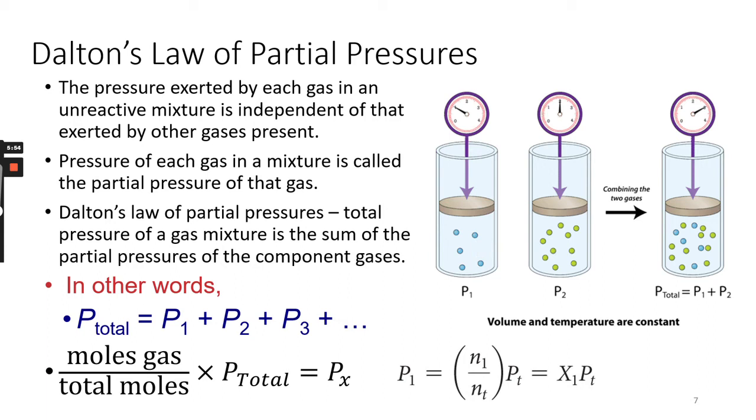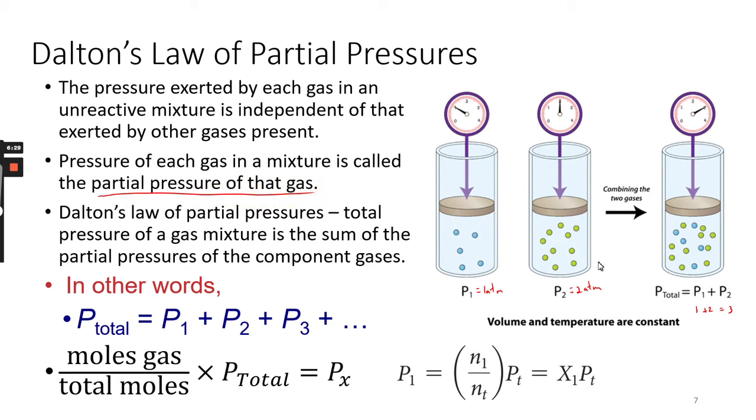And if you look at your gauge up here, P1 is 1 atmosphere and P2 is 2 atmospheres. So when you mix the two together, the total pressure, if you look at your gauge here, is 3 because it's 1 plus 2. So if we want to write this in equation form, your total pressure is the sum of all the partial pressures. The pressure of each individual gas is called the partial pressure.